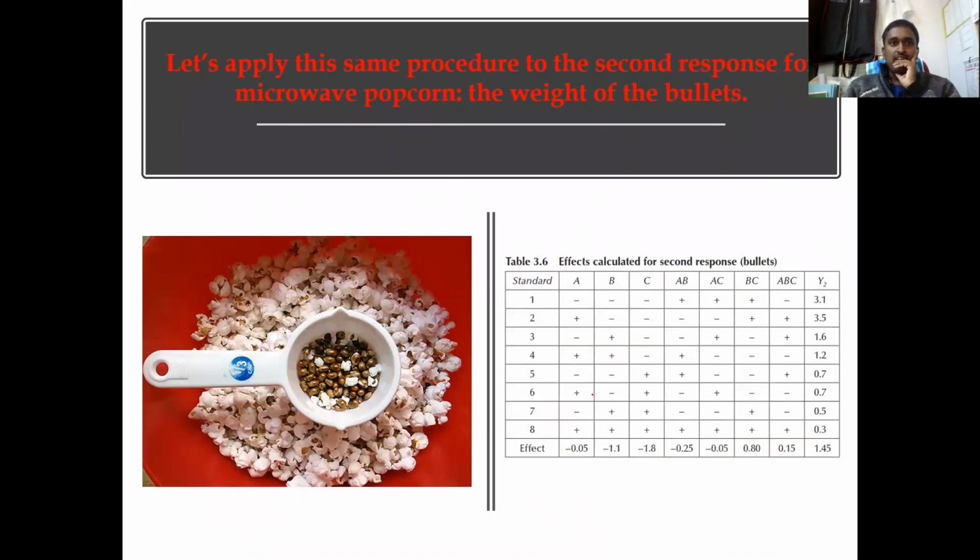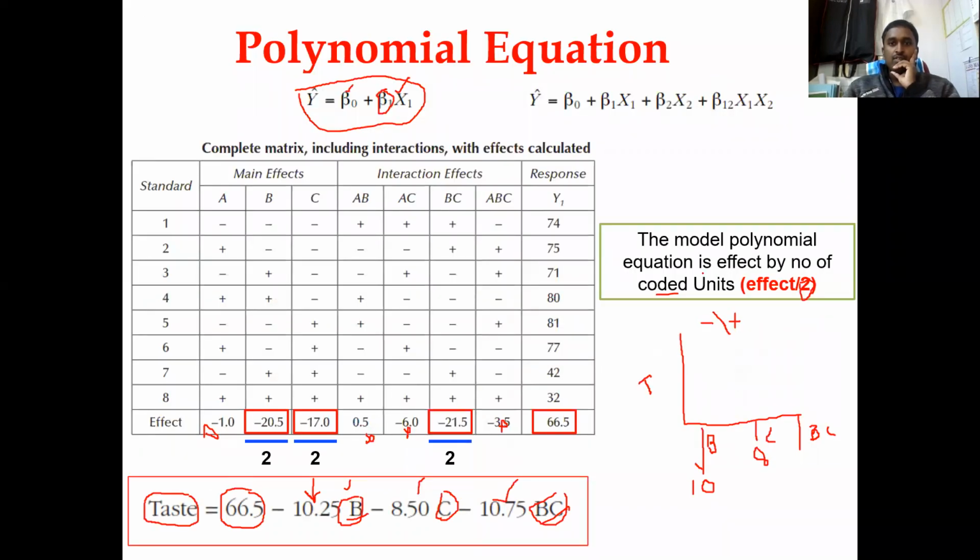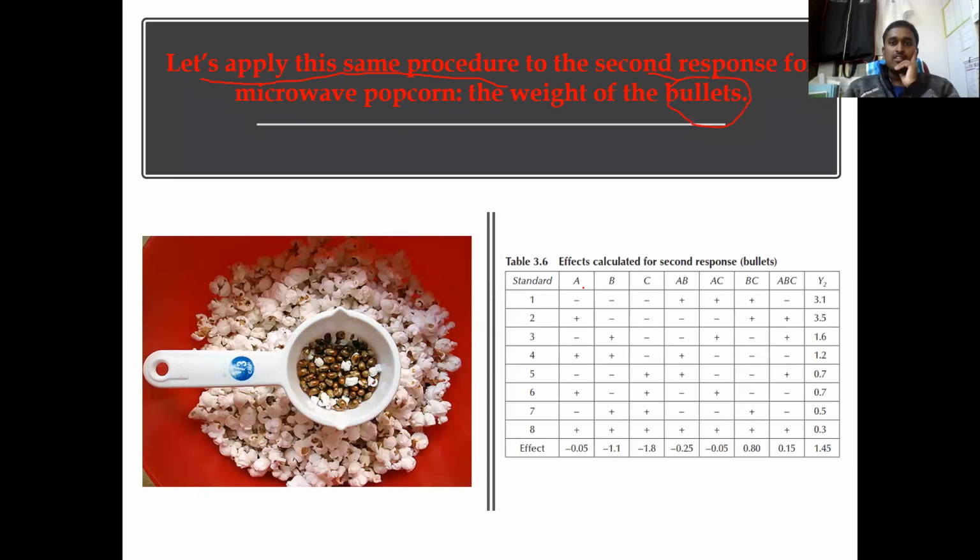So similarly, let's apply this same procedure to do the second response, that is nothing but bullets. So we have finished with taste. We come to the conclusion. What is the taste? Then we are starting with the bullets. So bullets also same thing. I'm not going to explain fully.